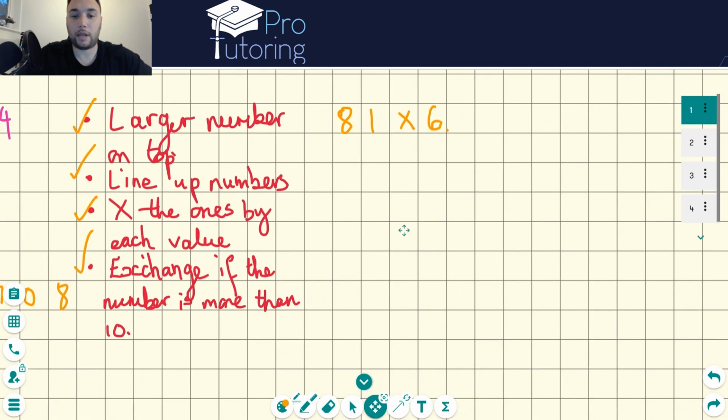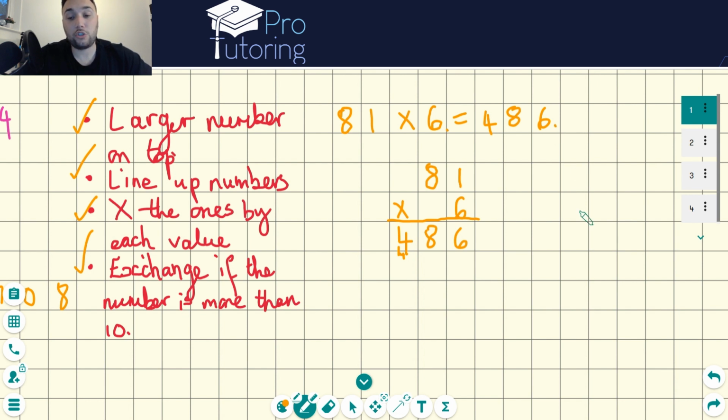Okay, so 81 multiplied by 6. What we need to do, larger number on top, 81 multiplied by 6. And then line across, 6 times 1 is 6, 6 times 8 is 48. Go to 4. So you should have got 486. And if that's what you got, very well done.